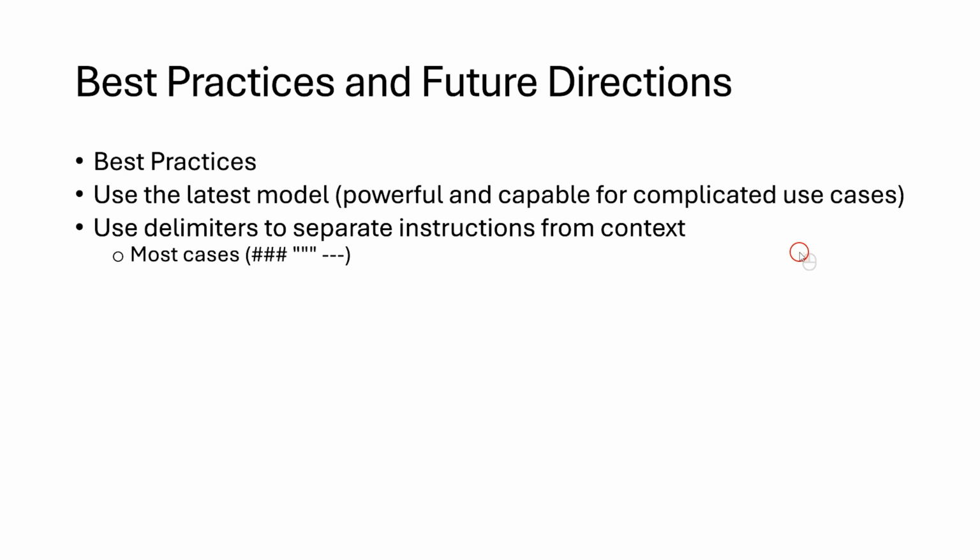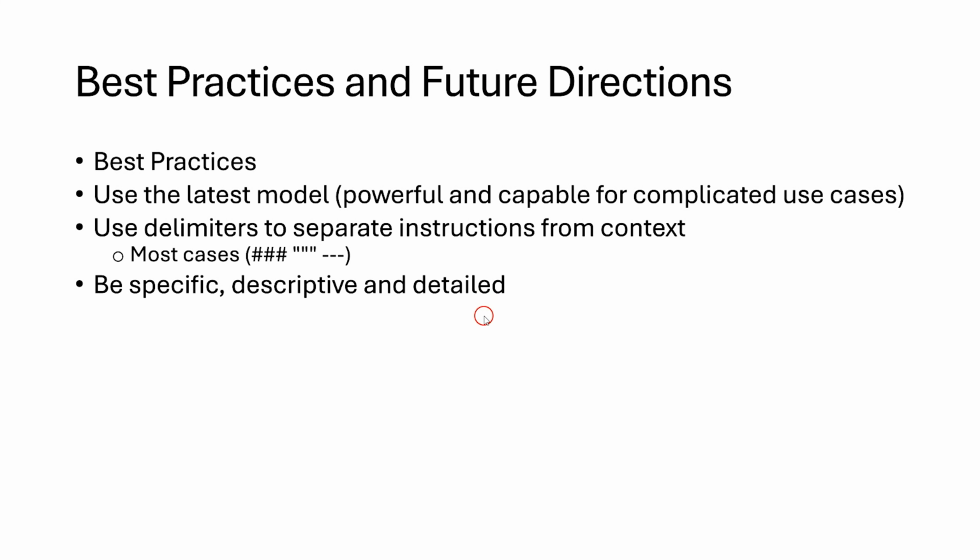The next one is to use delimiters to separate instructions and context. We have seen in so many examples that we used triple hash, quotes, or dashes to separate your prompt from your input, instructions, or content. Always remember this for better specificity with your generative AI model.